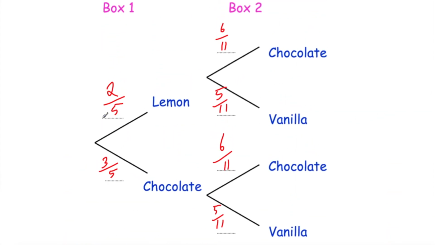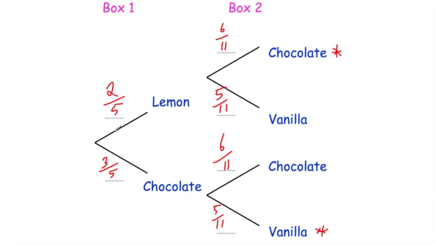So we want the probability that she chooses exactly one chocolate cupcake. A lemon and a chocolate, that's exactly one, so that would work. A lemon and a vanilla, there's no chocolate there, so that's not going to work. A chocolate and a chocolate is 2 chocolate cupcakes, and we want exactly one, so that's not going to work. And a chocolate and a vanilla would work, there's 1 chocolate there.